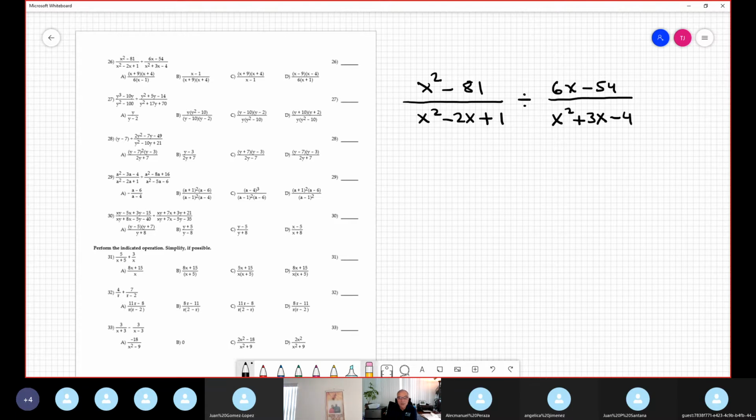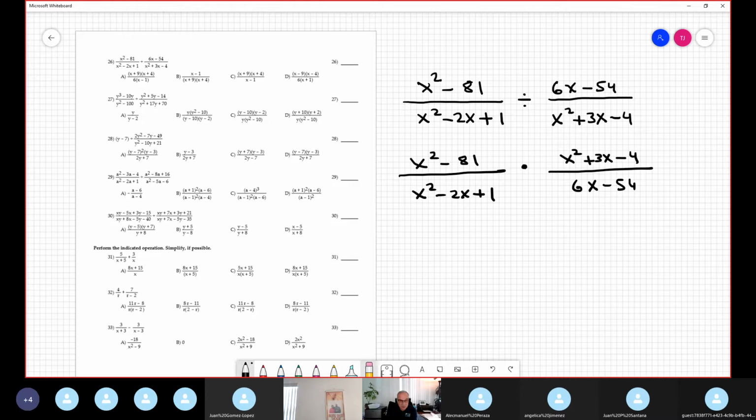Okay, let's do it. This is a difference of squares, and the factorization is, well, sorry, first of all, we have to flip it. So x squared minus 81 divided by x squared minus 2x plus 1. I copy exactly the same, now flip it up: x squared plus 3x minus 4, 6x minus 54.